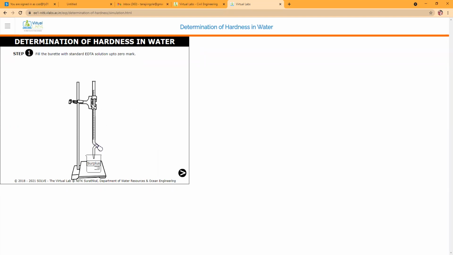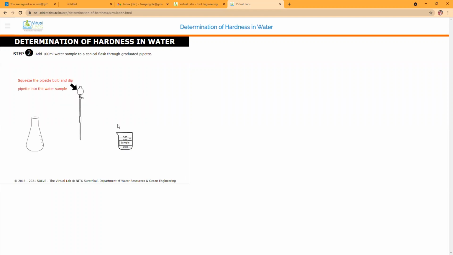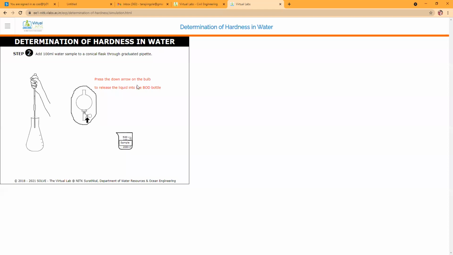First of all, fill the burette with EDTA solution up to the 0 mark. After filling EDTA, second step, add 100 ml water sample to the conical flask through a graduated pipette. Press down on the arrow on the bulb to release liquid into the water. This is the pipette bulb.